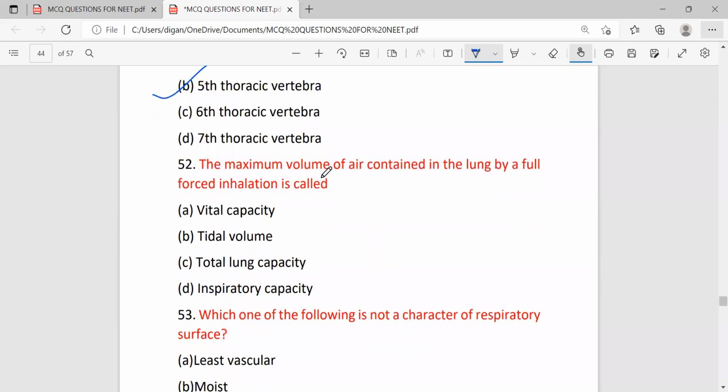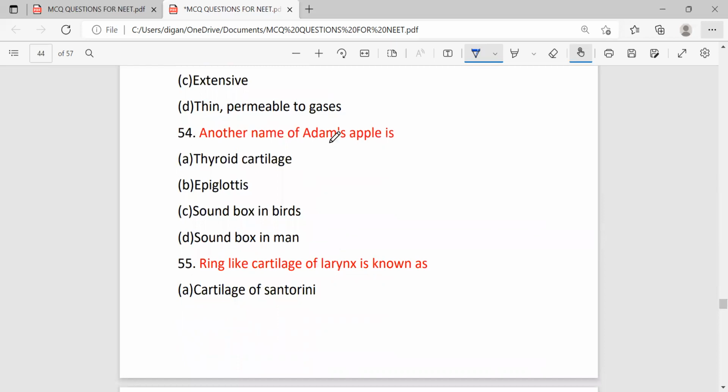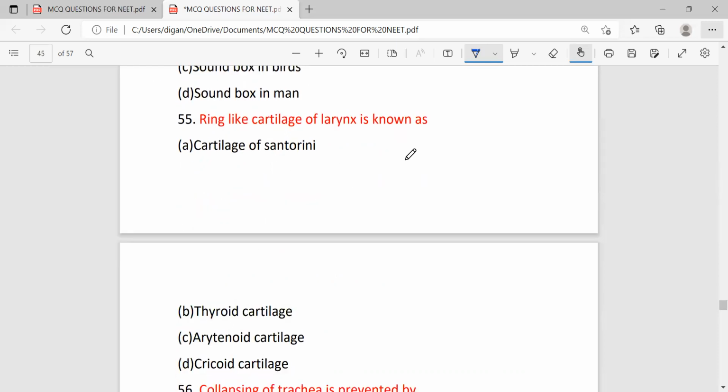The maximum volume of air contained in the lungs after a full force inhalation is called, option is 3, total lung capacity. Which one of the following is not a character of respiratory surface? For 53, correct option is least vascular. Another name of Adam's apple is, for 54, correct option is thyroid cartilage.